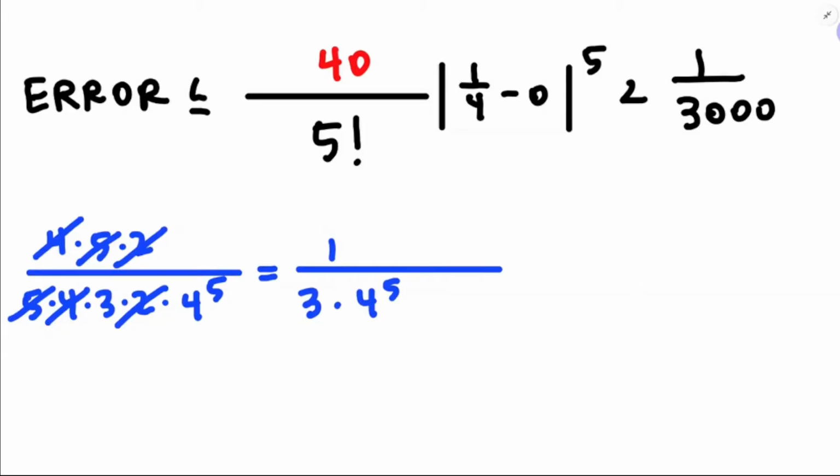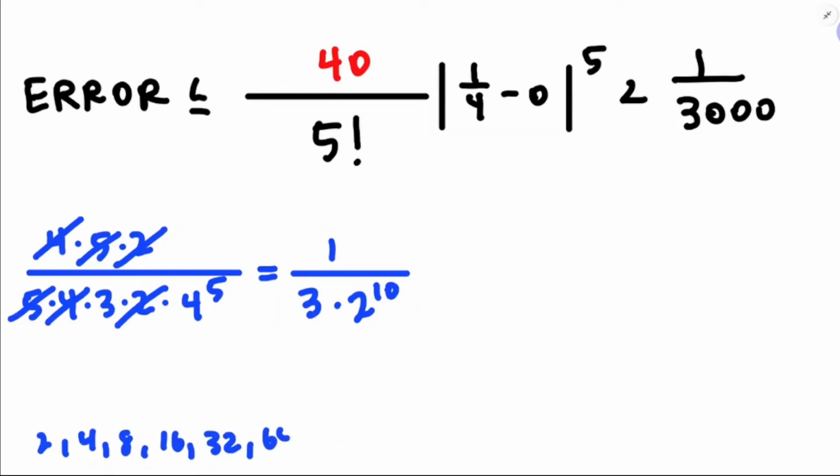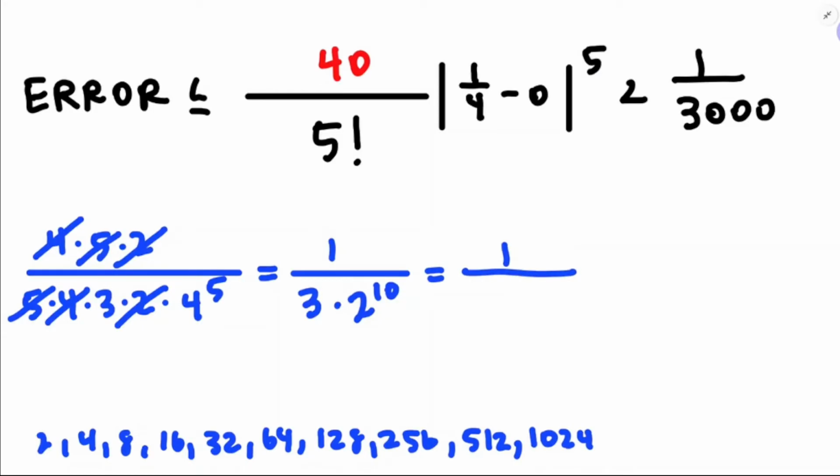I don't really know 4 to the 5th as a number, so I'll think about it as a power of 2. 4 is 2 squared, so that's going to be 2 to the 10th. Maybe you know 2 to the 10th is 1024, or you just think about it: 2, 4, 8, 16, 32, 64, 128, 256, 512, and then 2 to the 10th is 1024. So 1 over 3 times 1024 is indeed less than 1 over 3000.